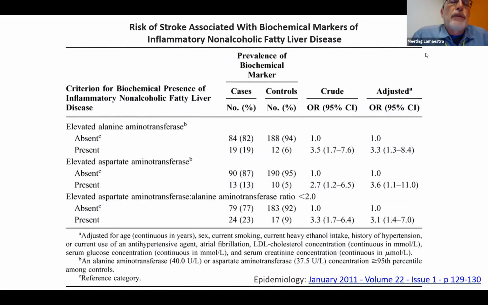There's a risk of stroke with different biochemical markers. Basically, the biochemical markers aren't really useful for saying the risk of stroke. You can see these biomarkers are very prevalent, but in terms of crude effect, it did not have much effect. So I'm showing you a lot of positive information, but I'm going to show you some negative to keep things balanced.